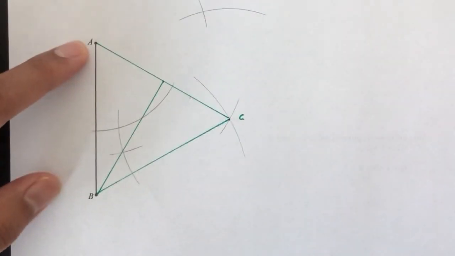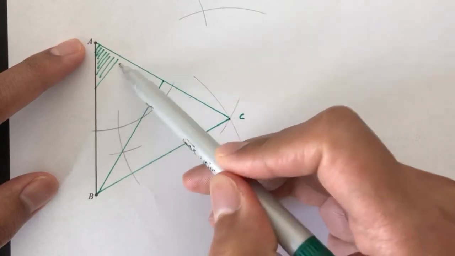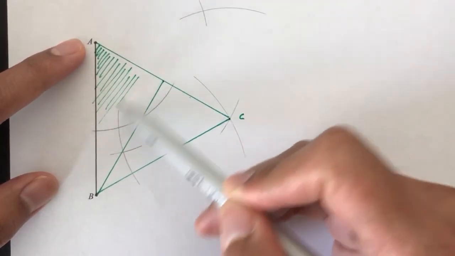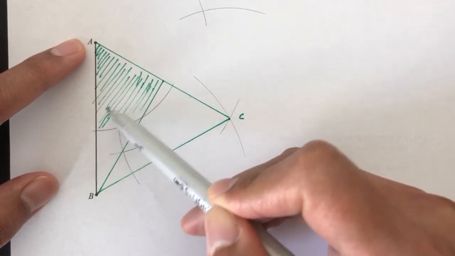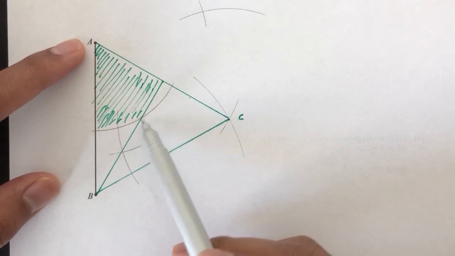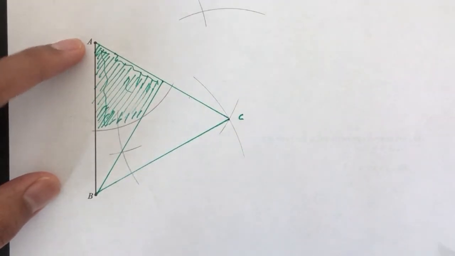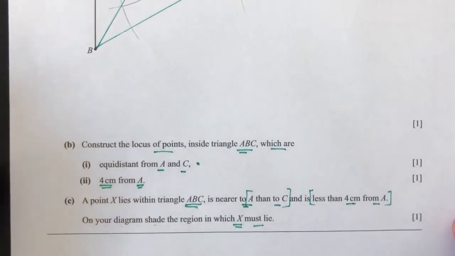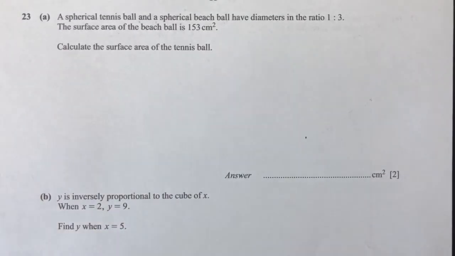So it can be here. It needs to be on this side of the triangle. It needs to be inside. Make sure that you shade the region inside of the triangle. Okay, it needs to be in this. Okay, so that is question number 22. Moving on to question number 23.